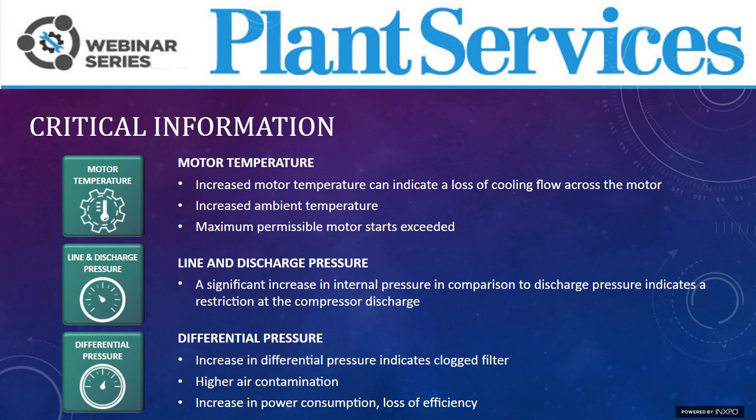Another value is differential pressure. An increase in differential pressure, and I'm particularly looking here at an oil filter or an inlet filter, is a good gauge for showing if the filter is clogged or contaminated. Furthermore, this can lead to a premature replacement due to higher ambient contamination.